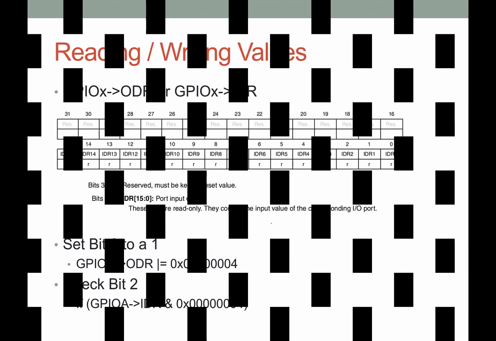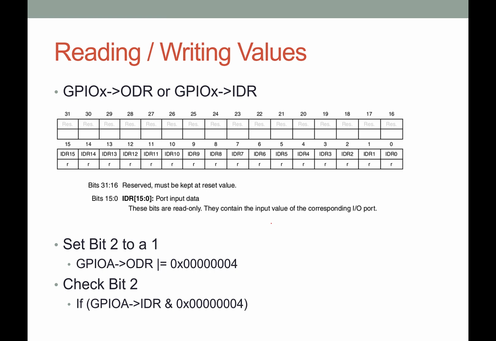What do we want to do if we want to read or write a value from or to the port? If we're going to read from the port, we need to read the data from the input data register. If we're going to write something out to the port, we're going to write to the output data register. So you can see for each port we're going to have those registers. Since they're 16 bits, we just have the 16 bits right here.